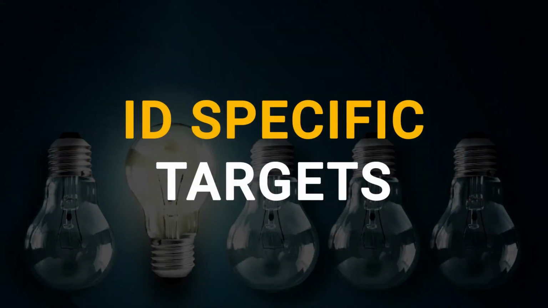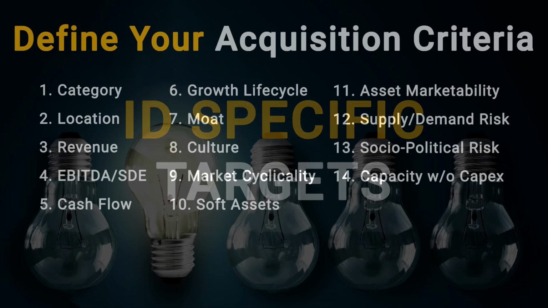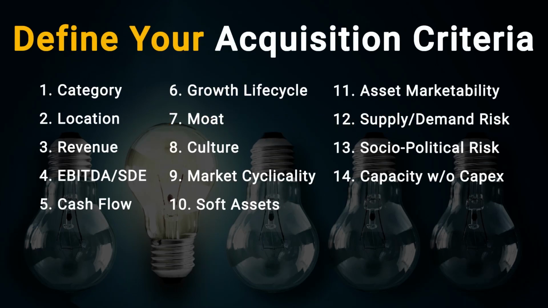So how do you identify the specific targets now that you've found the businesses? Well, first you've got to define what do you want. So figure out the profile of the type of business you want, the category. Is location important to you? Is it something that you want to be close to so you can keep tabs on it? Does the revenue meet your minimum revenue, EBITDA, SDE requirements to make it interesting to you? Is it positive cash flow, or does it have profits but negative cash flow?